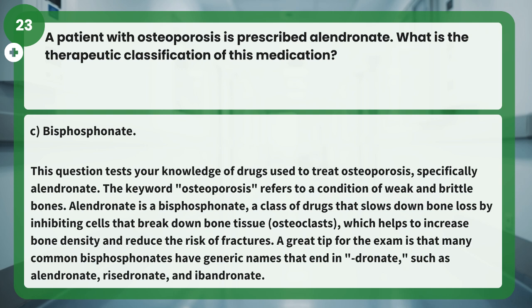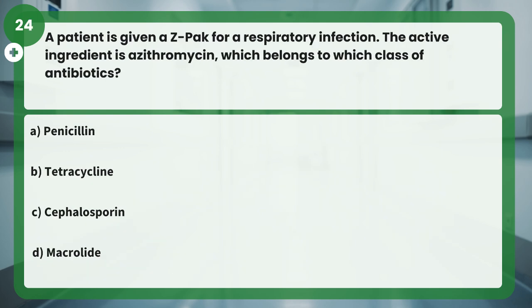Answer: C. Bisphosphonate. This question tests your knowledge of drugs used to treat osteoporosis, specifically alendronate. The keyword osteoporosis refers to a condition of weak and brittle bones. Alendronate is a bisphosphonate, a class of drugs that slows down bone loss by inhibiting cells that break down bone tissue, osteoclasts, which helps to increase bone density and reduce the risk of fractures. A great tip for the exam is that many common bisphosphonates have generic names that end in dronate, such as alendronate, risedronate, and ibandronate.